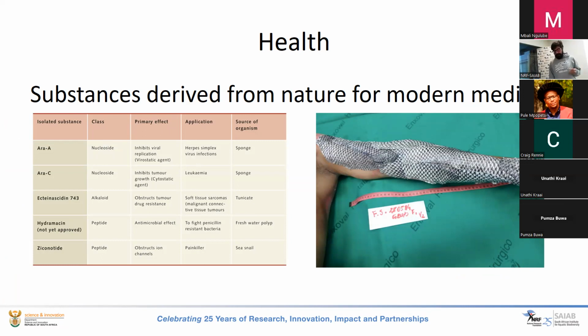And then we derive quite a few products for medical purposes from the world around us. We've touched upon sponges just now. They've got compounds that are used in cancer treatments, chemotherapy. There are snails that have compounds that have been used for pain relief, and antimicrobial properties derived from the natural environment.